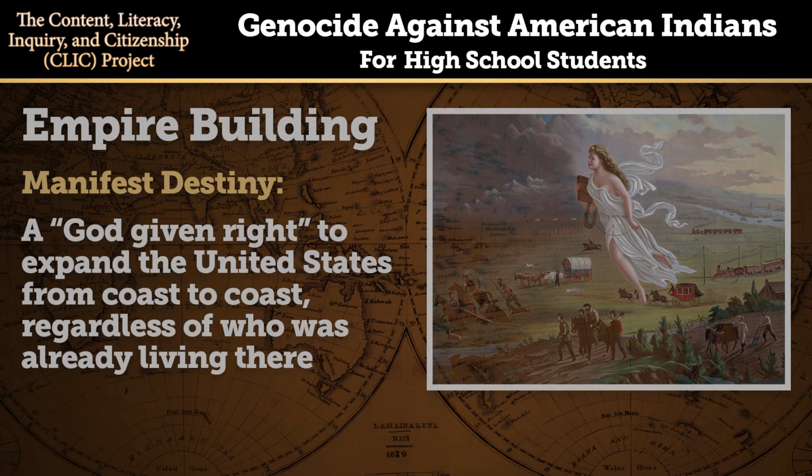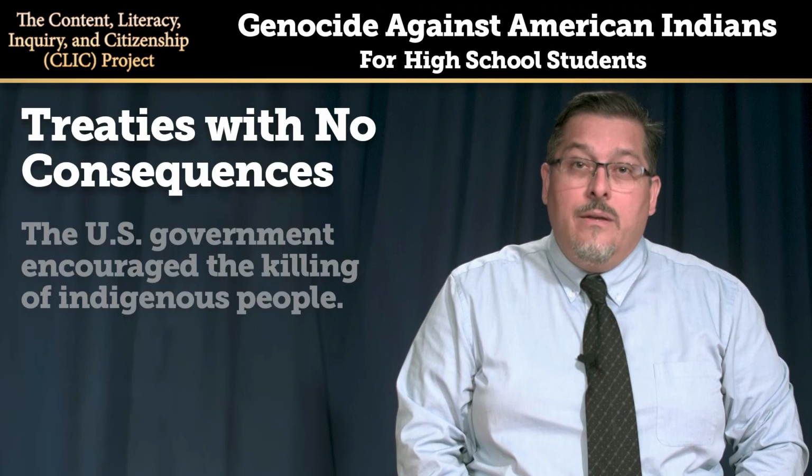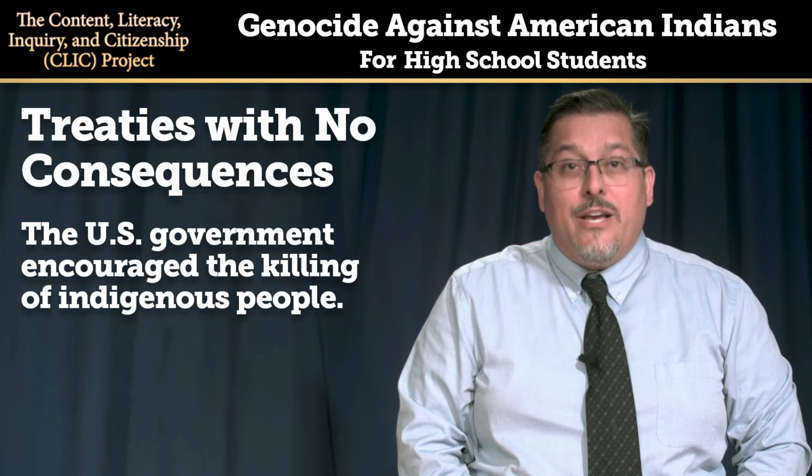In many cases, the U.S. government made treaties with tribes, but settlers who ignored them or initiated violence against American Indians faced no consequences from the government. This essentially encouraged settlers to use violence against the indigenous inhabitants and take the land by force. This also often led to reprisals by these groups that could escalate up to and including military intervention.